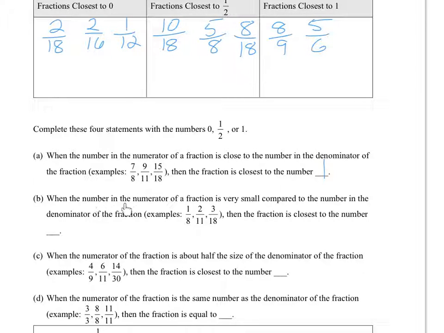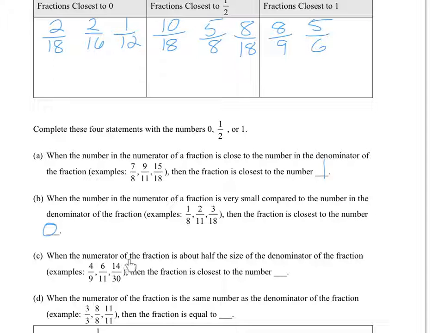Now, when the number in the numerator, or the top, is very small compared to the number on the bottom, so 1 over 8 or 2 over 11, 3 over 18, that was over here where we have small numbers on top and big numbers on the bottom. That means that only a little bit is shaded in, so then the fraction is closest to 0.